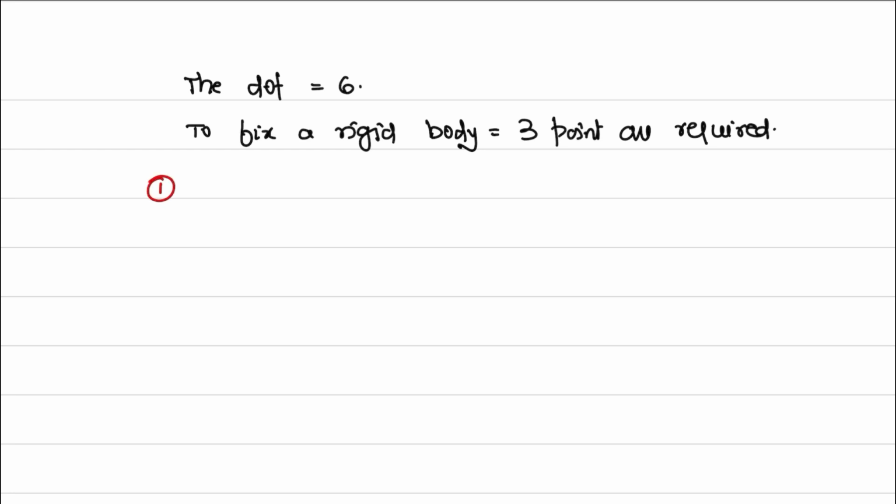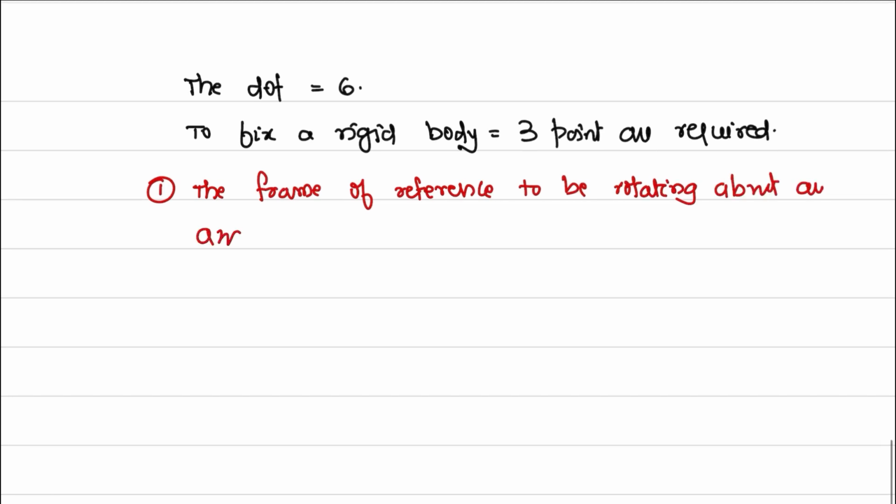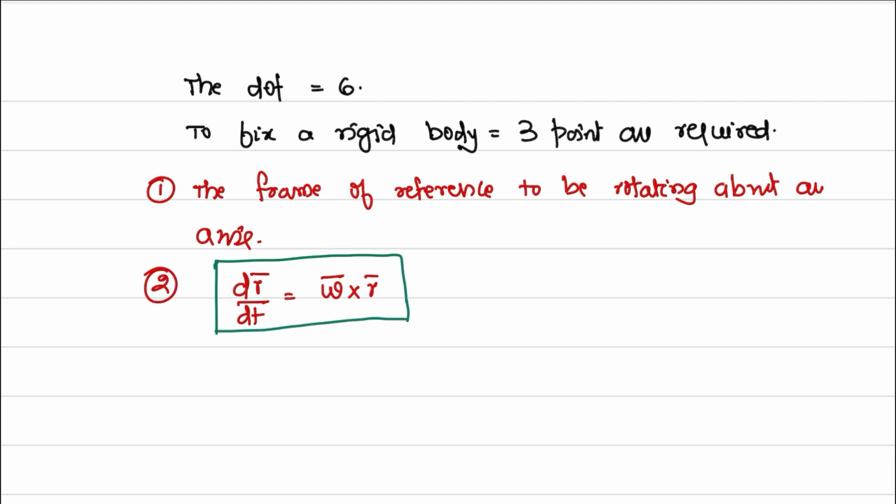The first is that the frame of reference is to be rotating about an axis. That's what we have learnt for studying the equations of motion of rigid body rotation. And if there is a vector r, then dr by dt is equal to omega cross r. It is also a very important derivation. Please don't change the order.